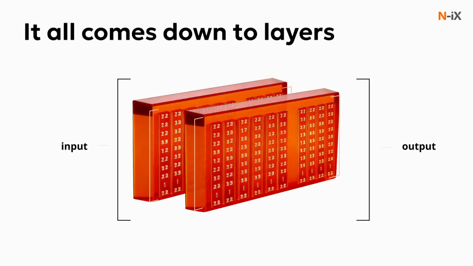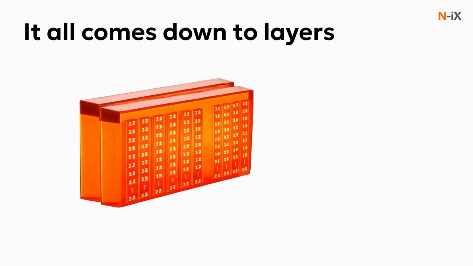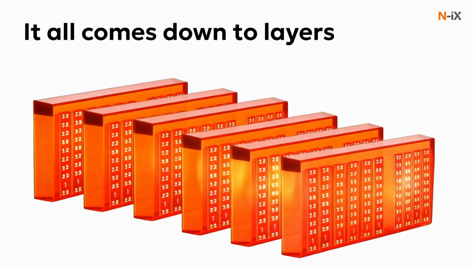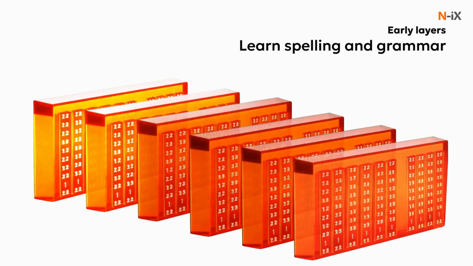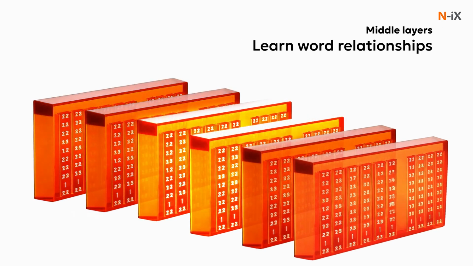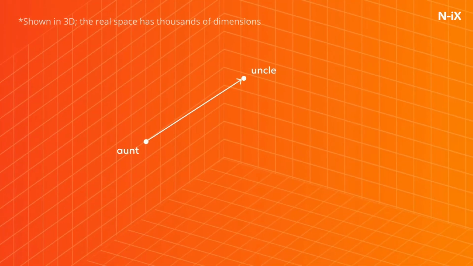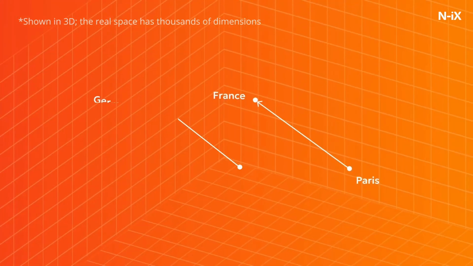Traditional machine learning used shallow models with 1 or 2 layers that required humans to hand engineer the features. Deep learning is distinguished from simpler ML models by the number of layers. The early layers of an LLM learn simple things like spelling patterns, which letters tend to follow each other, and basic grammar. The middle layers start learning word relationships, that uncle and aunt are related the same way man and woman are, that Paris and France go together the way Berlin and Germany do.